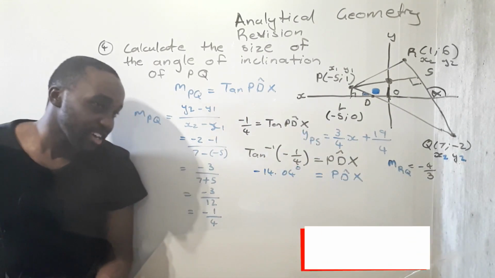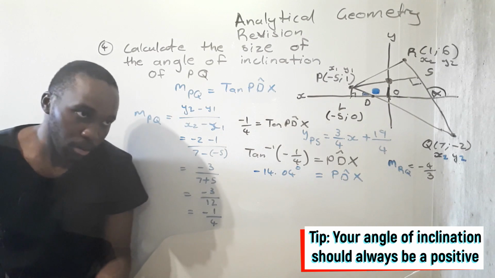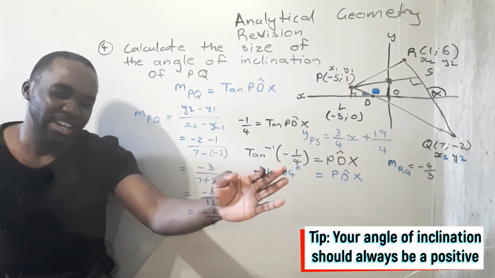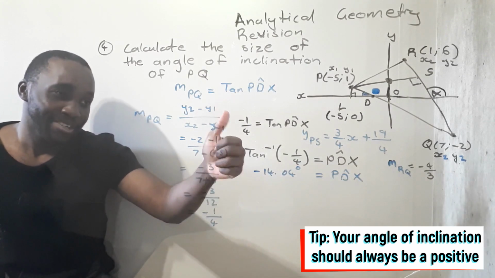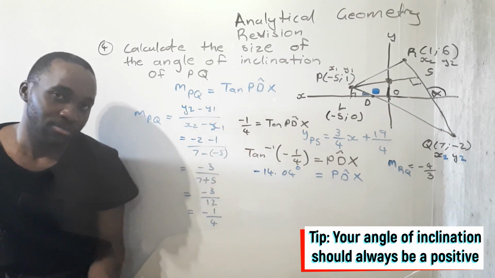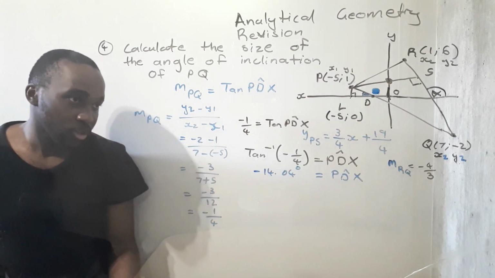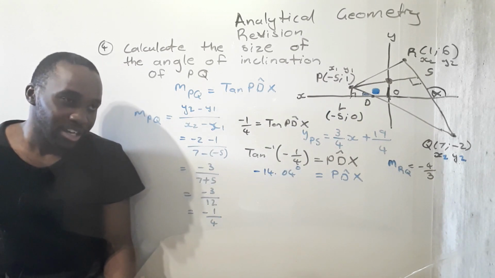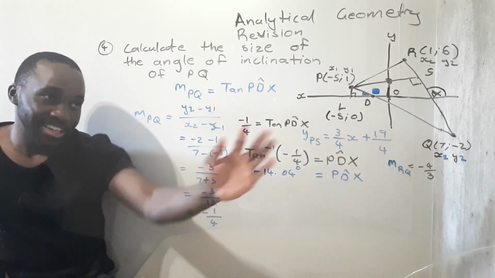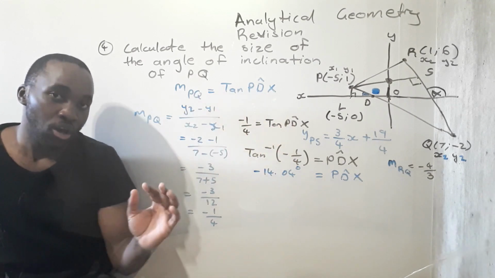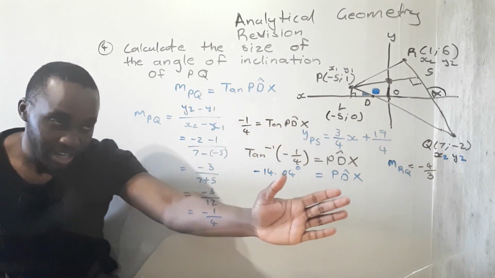so the one thing that is obviously funny about this answer is, firstly, it's a negative angle. Secondly, it is a number that is not an obtuse angle. We need to get this obtuse angle here. So what you want to take note of is, anytime that you are working with this inclination formula, always pay attention to the answer that you get at the end.